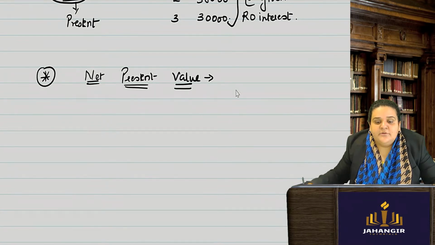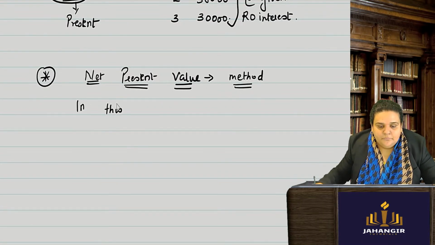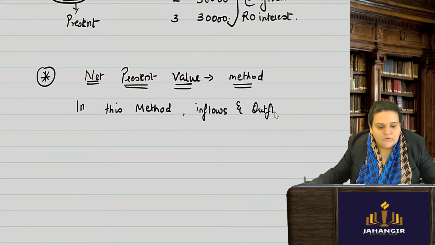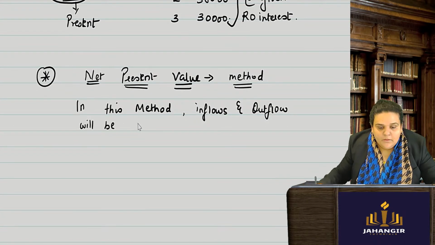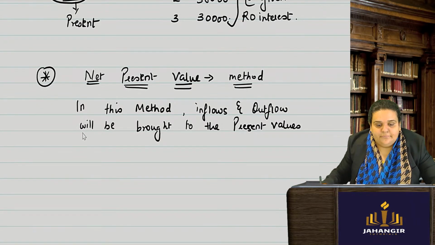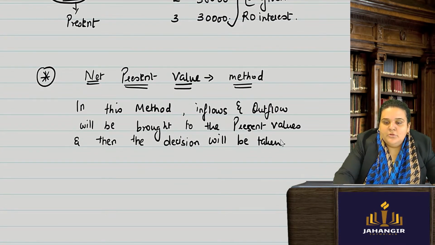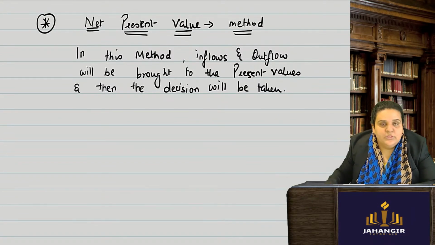So net present value is a method in which inflows and outflows will be brought to their present values, and then the decision will be taken.